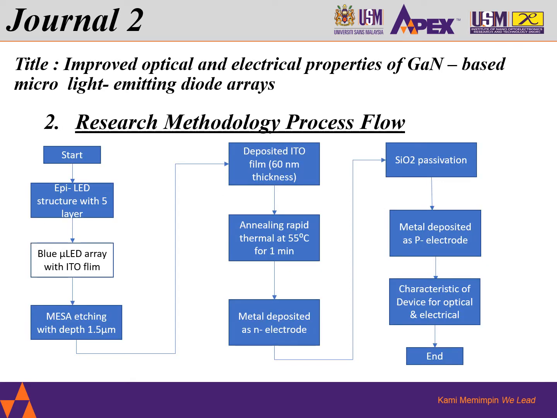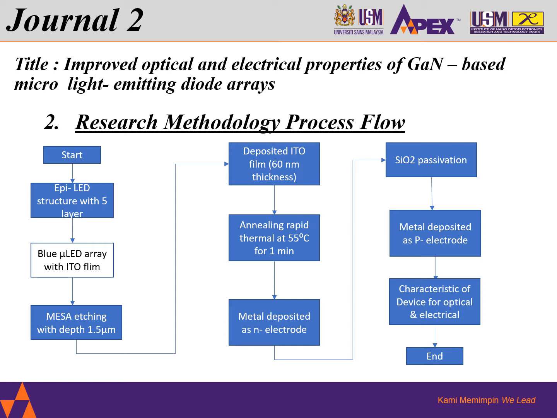Okay, let's go to the research methodology process flow for journal 2. Based on this process flow, two steps of process will be implemented during this study. The first step is preparation of the epi LED structure with 5 layers. The second step is the preparation of the blue micro array with ITO film. Let's go with the blue micro array with ITO film process flow.